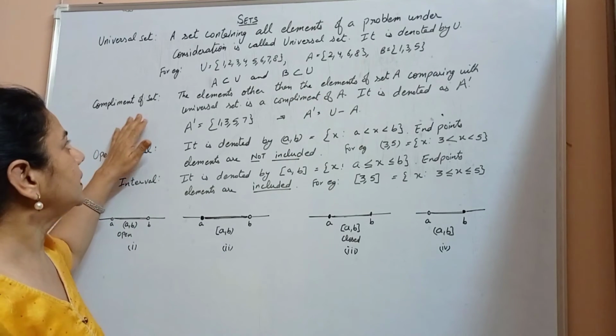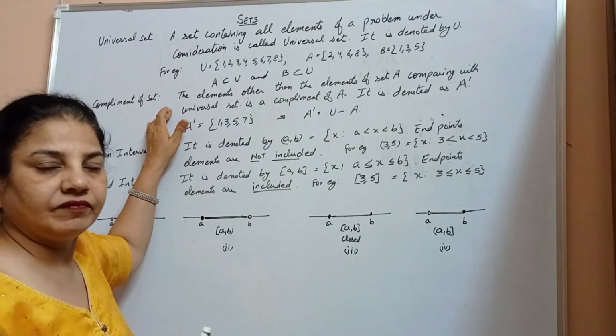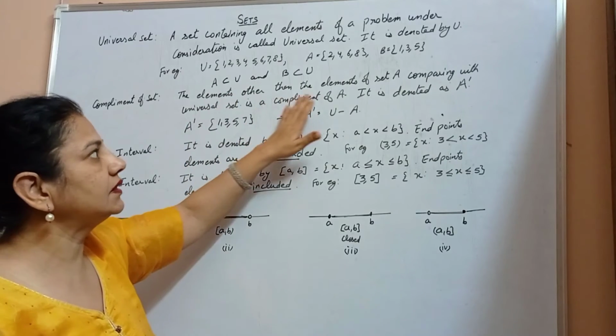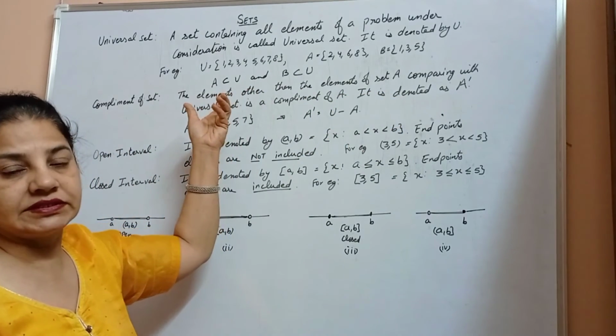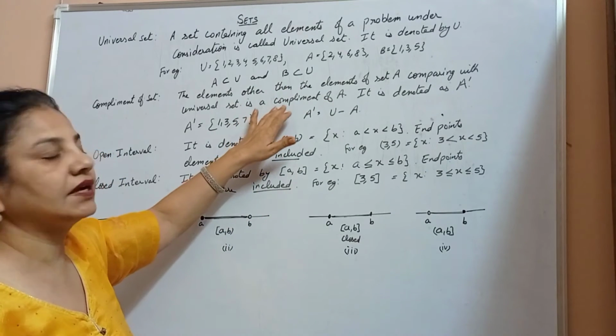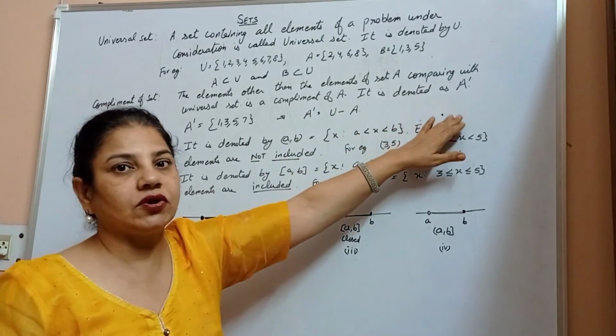Complement of a set: the elements other than the elements of set A. If we compare those elements with the universal set, we say it's the complement of a set A. It is denoted by A complement.